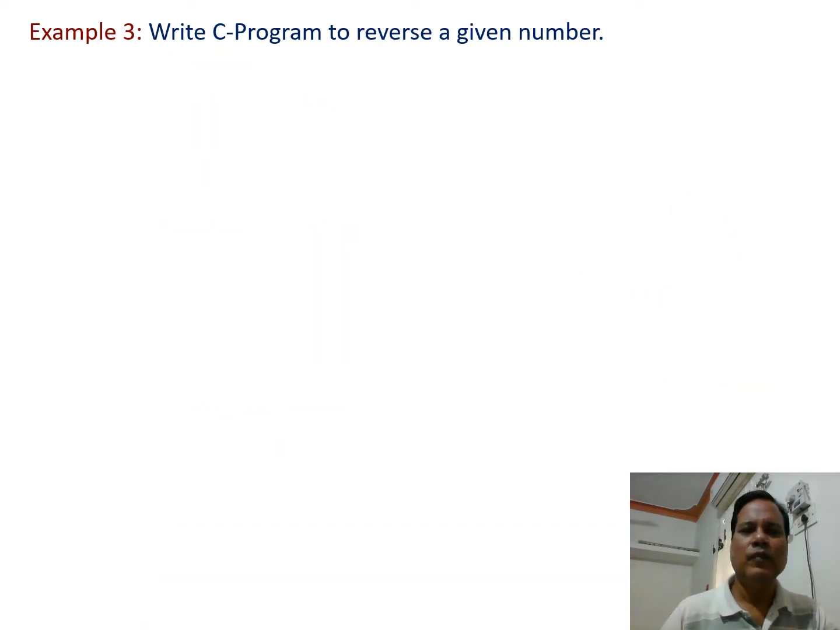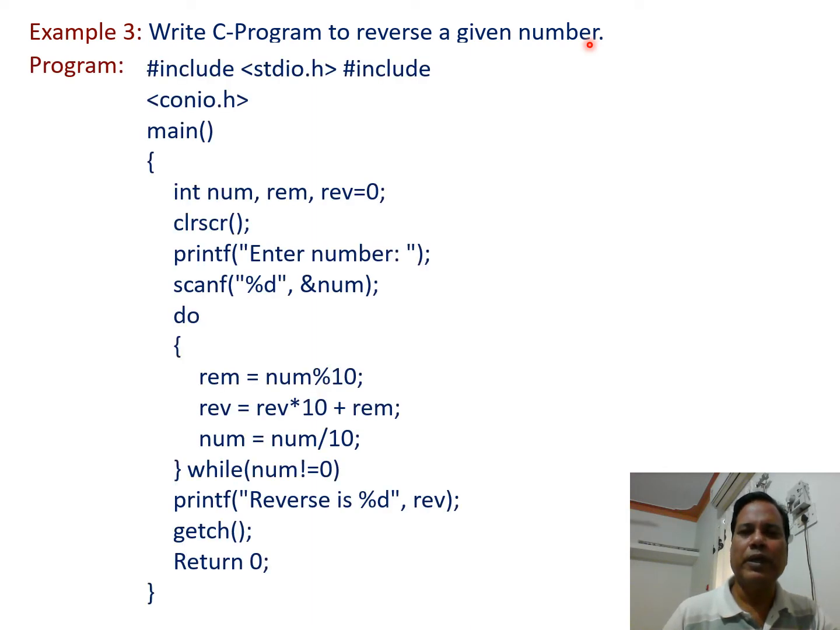In example number 3, we have to write a C program to reverse a given number. So how to reverse a given number? The logic has already been discussed in the while looping statement. So a program can be written like this one using the do while loop.